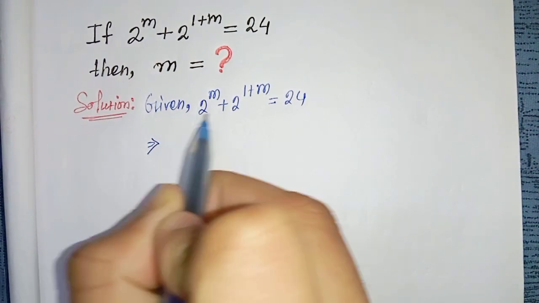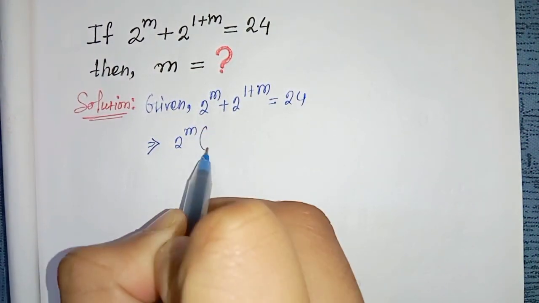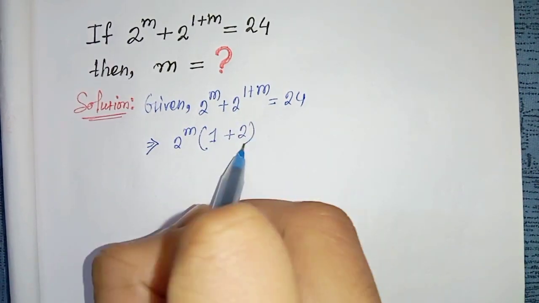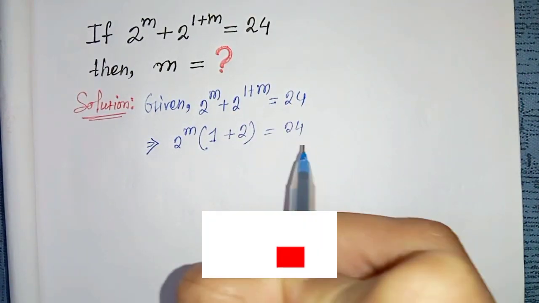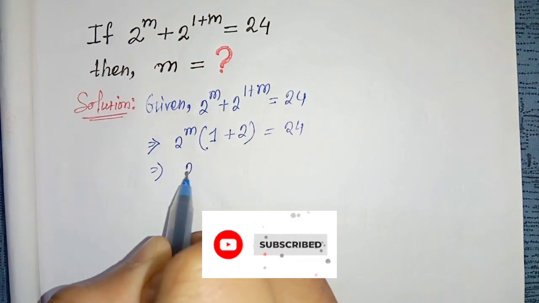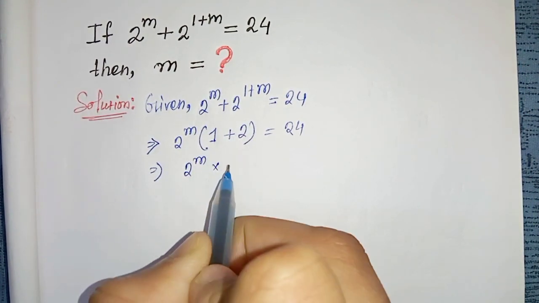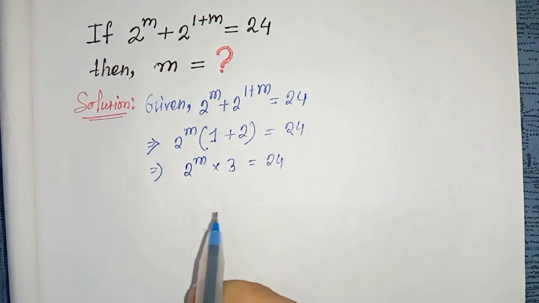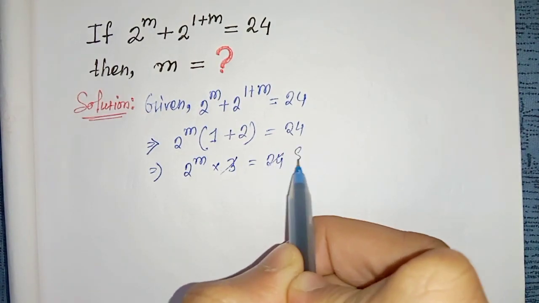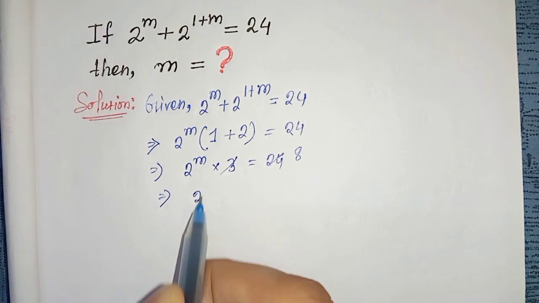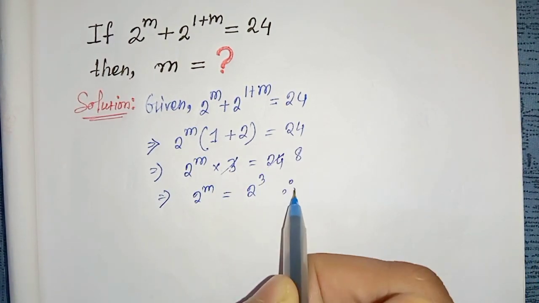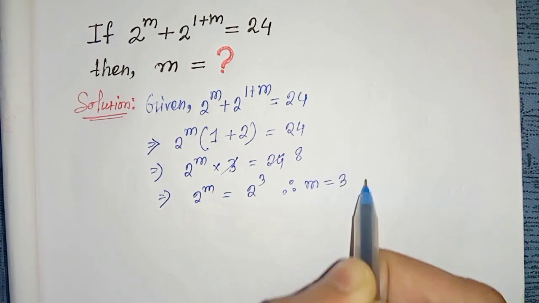Let's take common 2 to the power m. So we will be left with 1 plus here 2, and here 24. So next step, 2 to the power m times 3, since 2 plus 1 is 3, equals 24. So this gets cancelled and we will get 8. So 2 to the power m equals 8, and 8 can be written as 2 to the power 3. Therefore m is equal to 3. This is the answer.